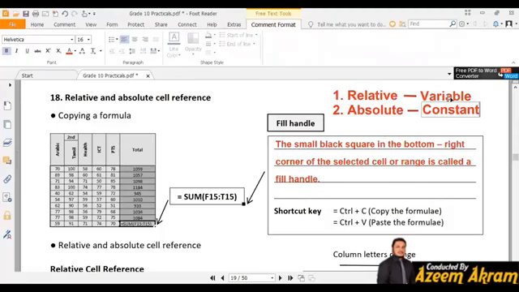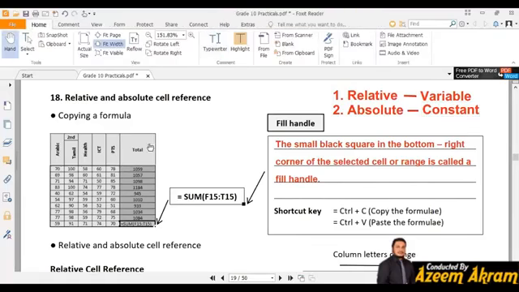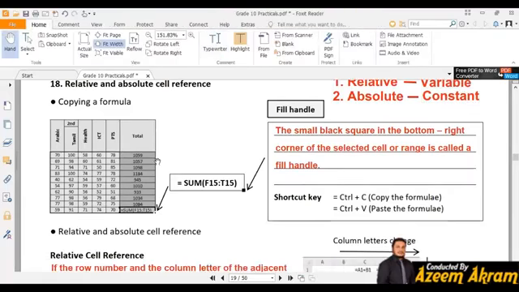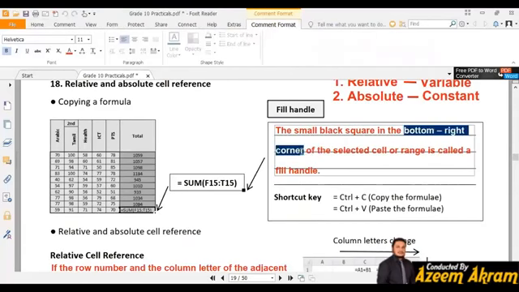Remember, variable will always get changed. Constant will never change. So that's exactly what the main topic is here. Then what we learned that day is the fill handle. Where is the fill handle located exactly? Bottom right corner.